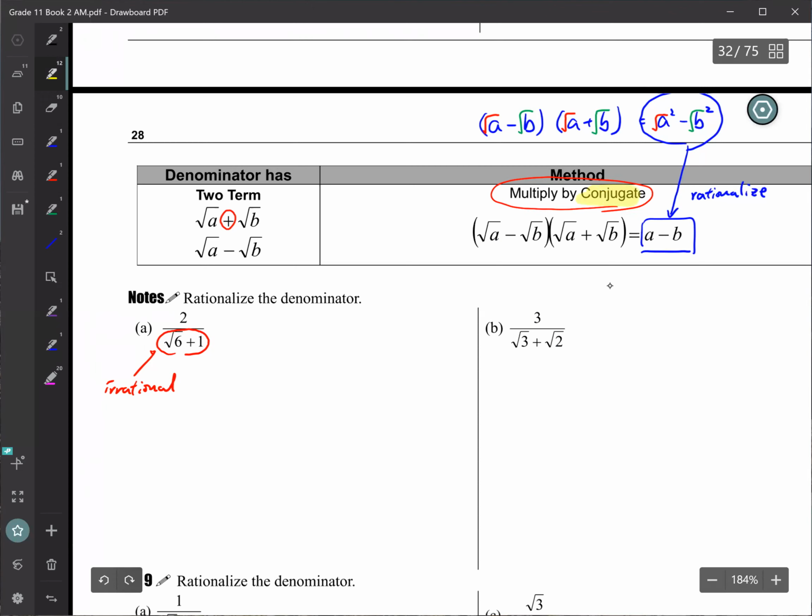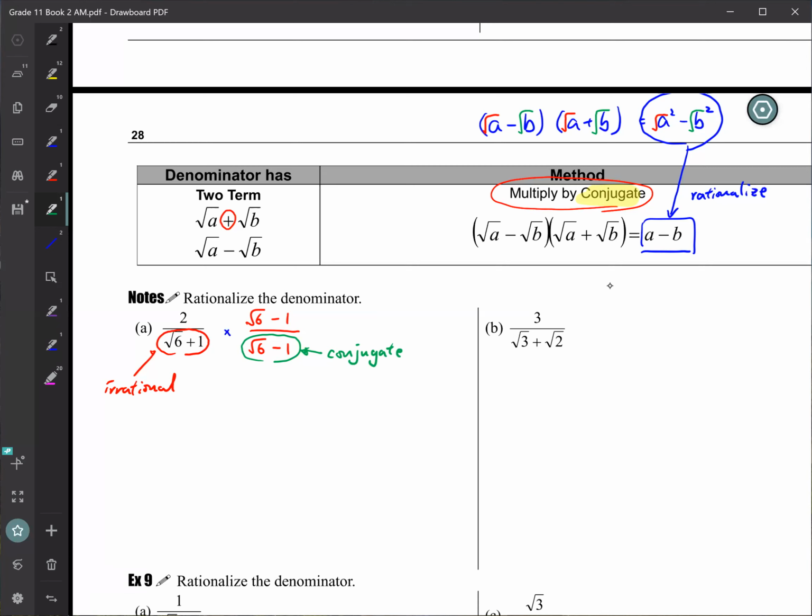Okay, so for example, our first one, question A, we have a square root of 6 plus 1. So the conjugate that we want to multiply with will be the one that has the minus. We multiply top and bottom by the same thing. So this is called a conjugate, meaning it's the opposite sign. If the question has a subtract, then you will multiply with a plus, okay?